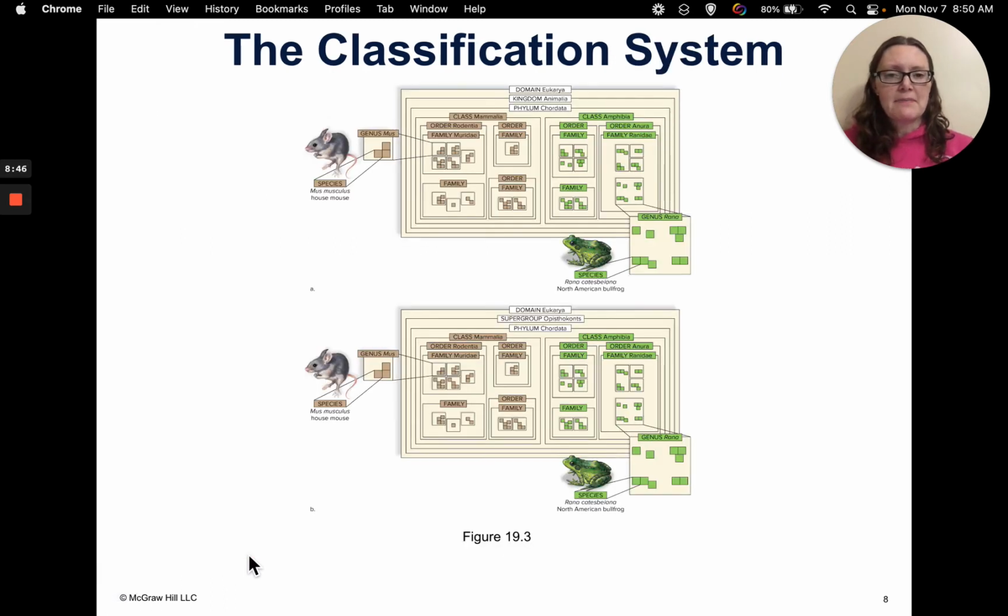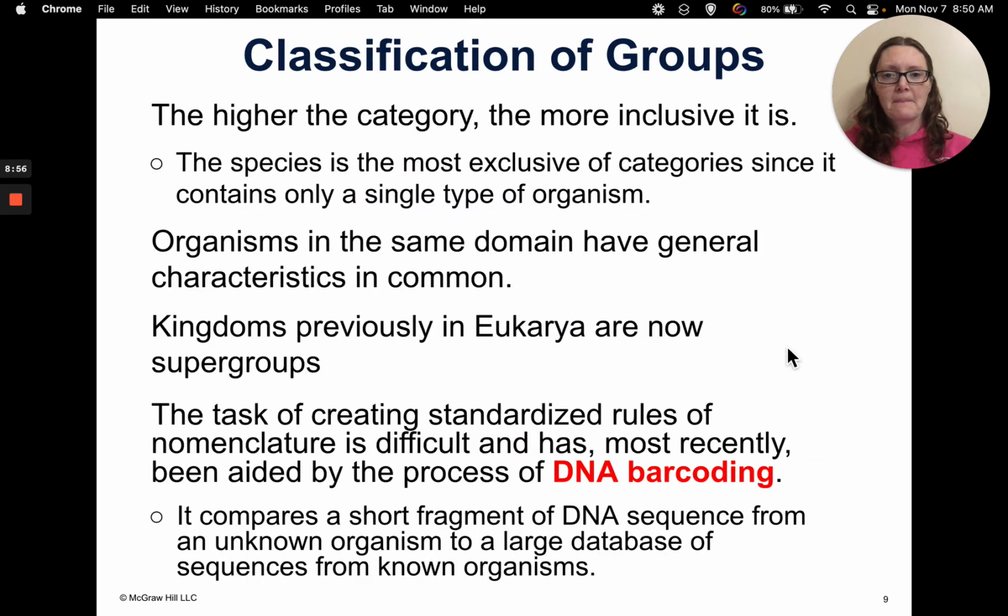So this is just some examples looking at how they get classified. So mammals versus amphibians. Mammals are in a different group than the amphibians would be. Now, the higher the category, such as domains, the more inclusive, so that means the more broad and the more different things can be classified. So the species is the more exclusive, so the more specific. That's how I remember it. Species is specific. And that means that there are fewer things in it, and only certain types of organisms can be classified as a species.